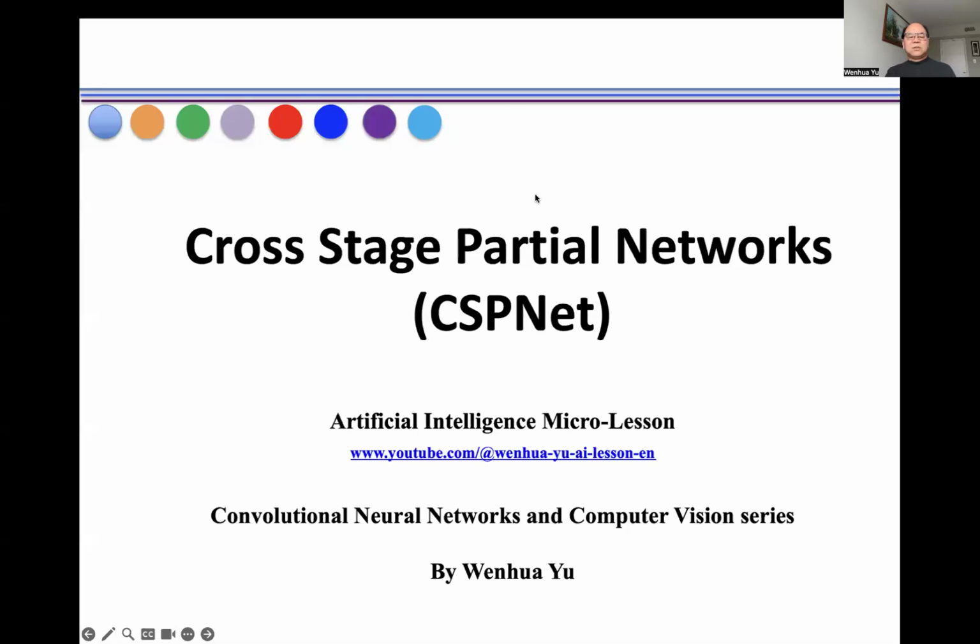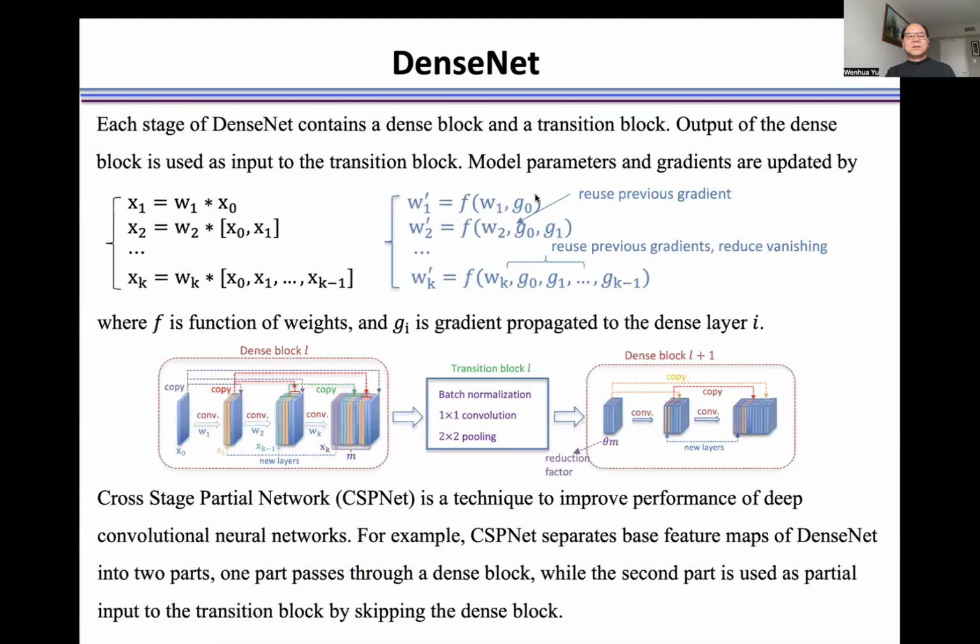In this video, I introduce cross-stage partial networks. Each stage of DenseNet contains a dense block and a transition block, as shown here. The output of the dense block is used as input to the transition block.